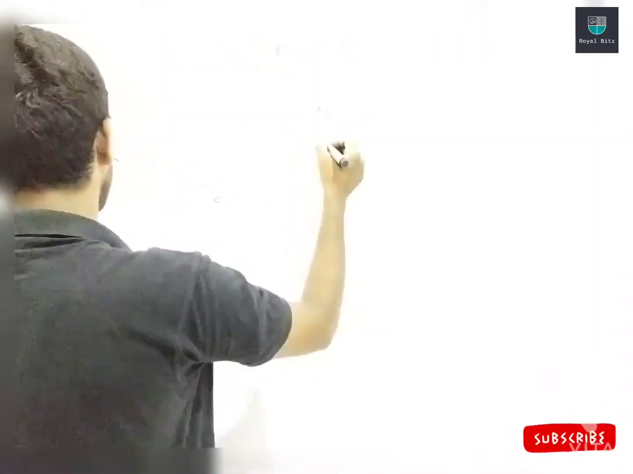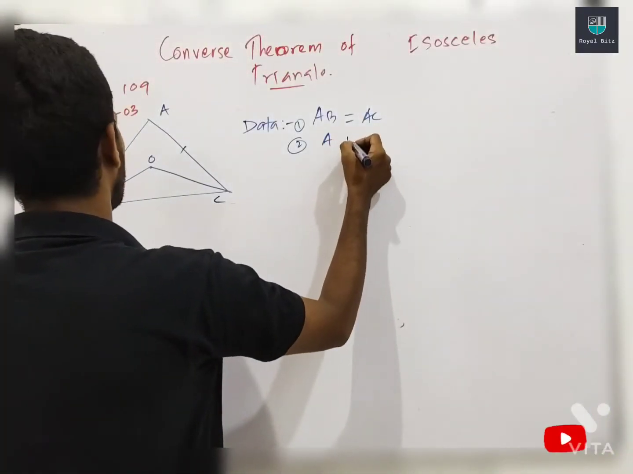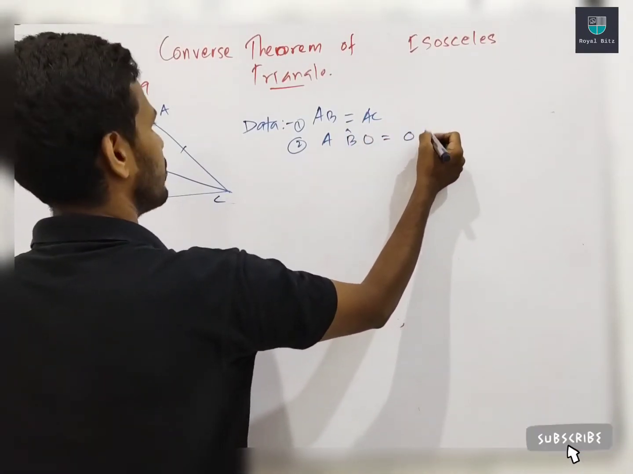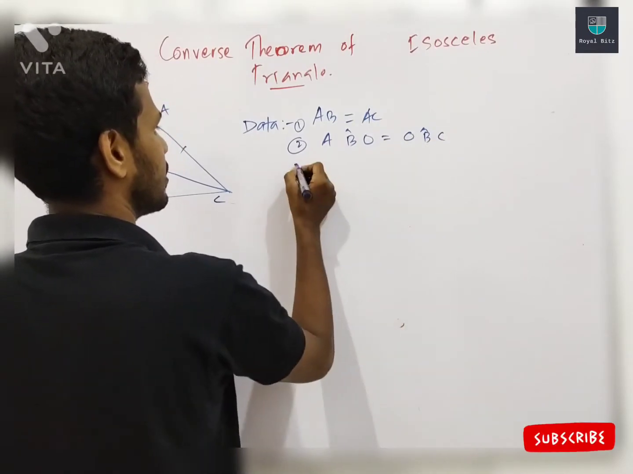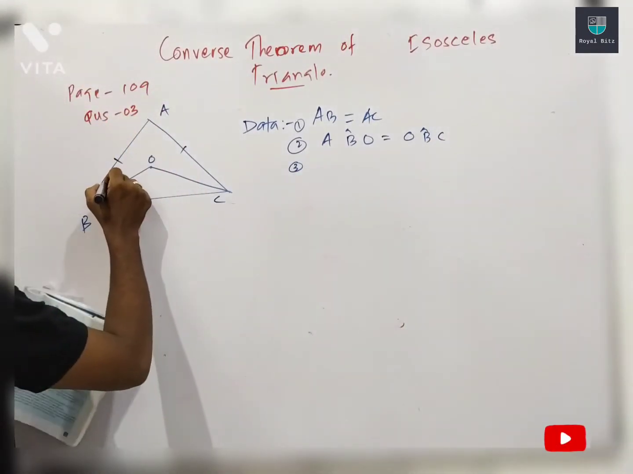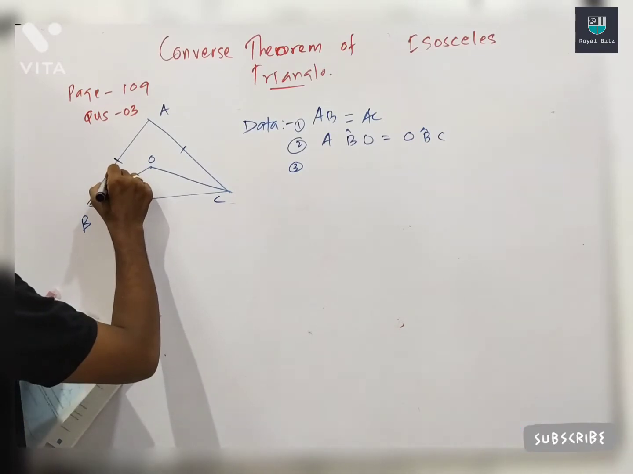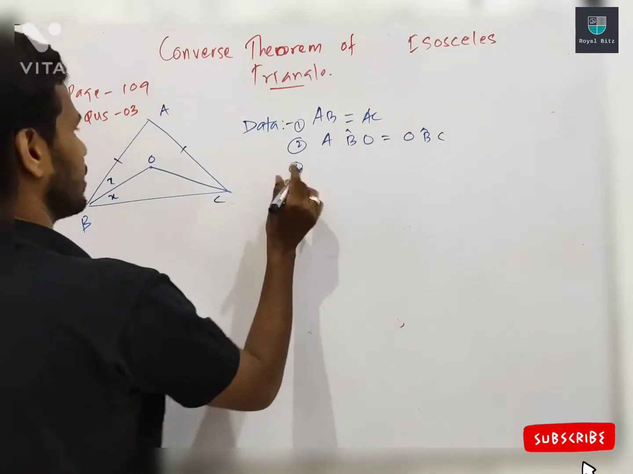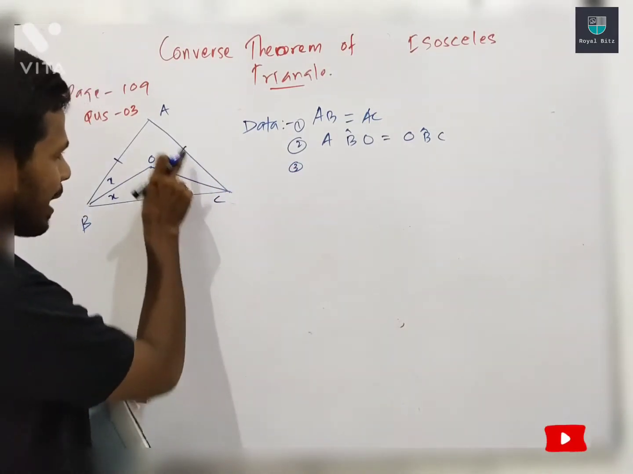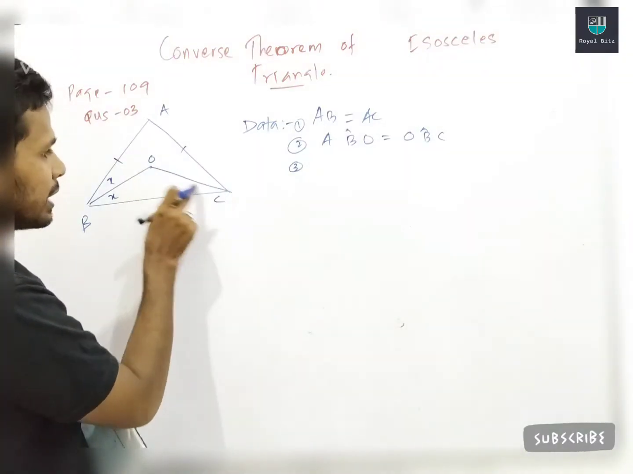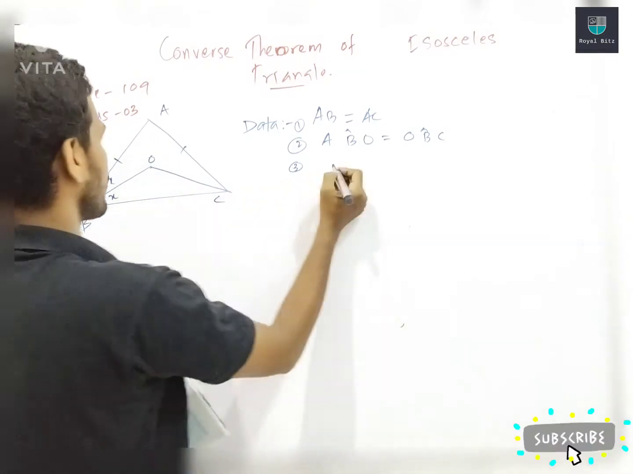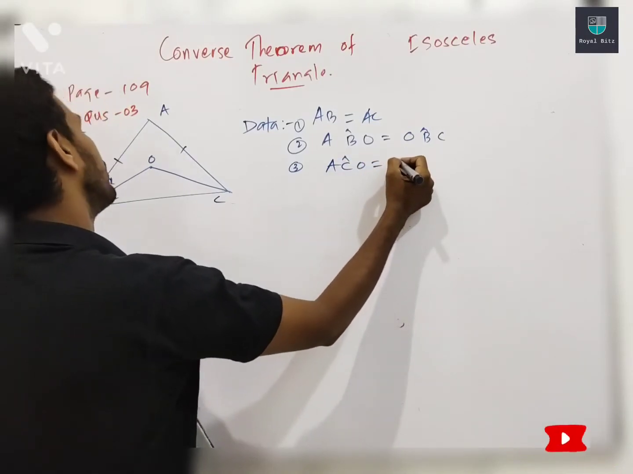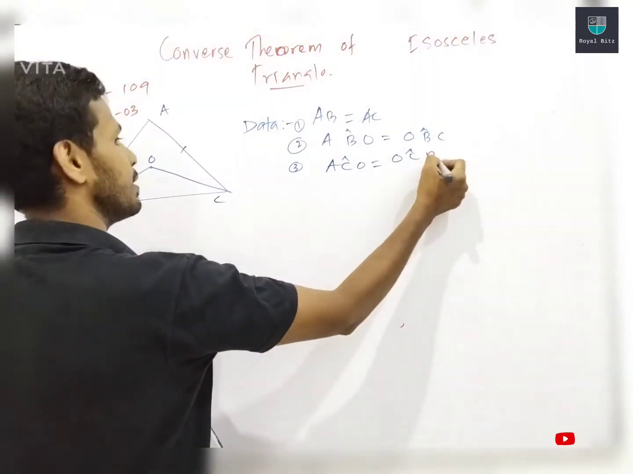Second, ABO is equal to OBC, because these bisectors are there. So this is X. Again, this is also a bisector. OC is the bisector of this angle. So tell me what is the data? ACO is equal to OCB. Very good, OCB. Okay, that's all.